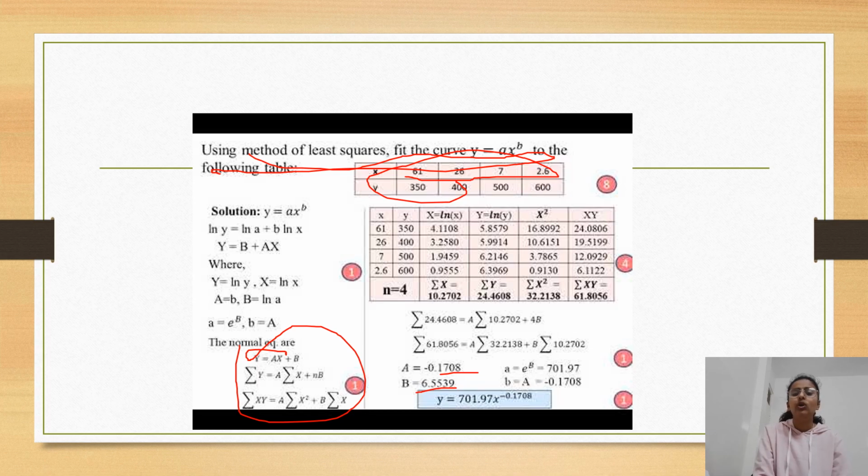After getting the a value, since it is the capital A, we need to calculate the small a, which we can take as e to the power of A. E to the power of A is equal to e to the power minus 0.1780. If we calculate, we will get the answer as 701.97. At last, we need to write y equals 701.97 x to the power 0.1708.